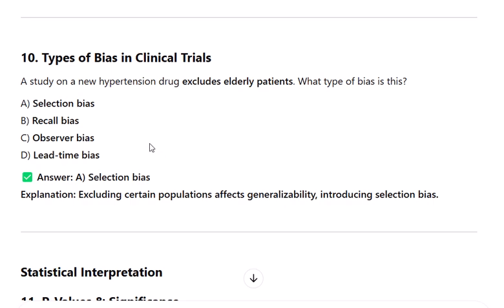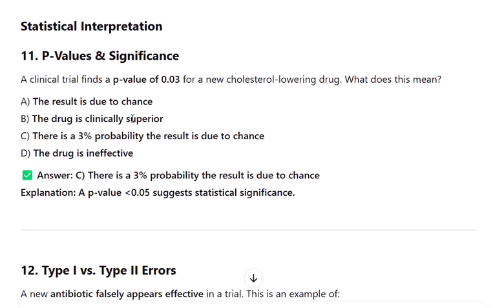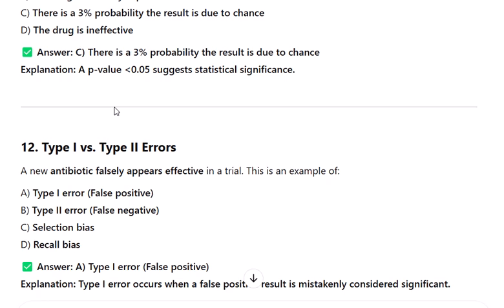Statistical interpretation. 11. P-values and significance. A clinical trial finds a p-value of 0.03 for a new cholesterol-lowering drug. What does this mean? A, the result is due to chance. B, the drug is clinically superior. C, there is a 3% probability the result is due to chance. D, the drug is ineffective. Answer C, there is a 3% probability the result is due to chance. Explanation: a p-value below 0.05 suggests statistical significance.